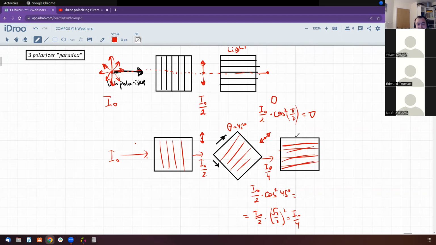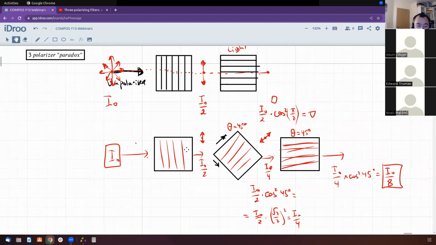The angle between the polarization of light and the polarizer is once again 45 degrees. So the light coming out is I0 over 4 multiplied by cos squared 45 degrees once again, so it's going to be I0 over 8. So an eighth of the initial energy passes through three polarizers if they're placed at 45 degrees. Three consecutive polarizers: 0, 45, 90.